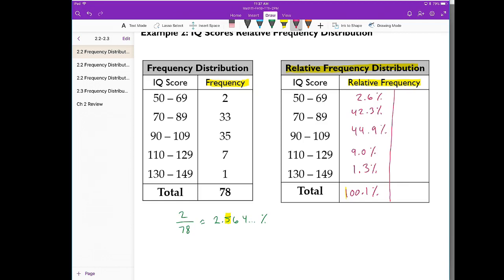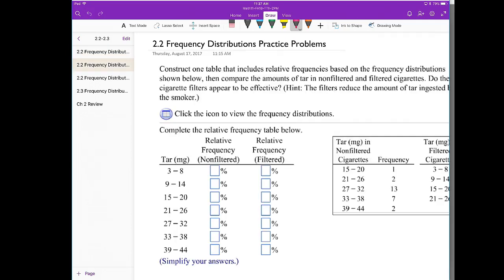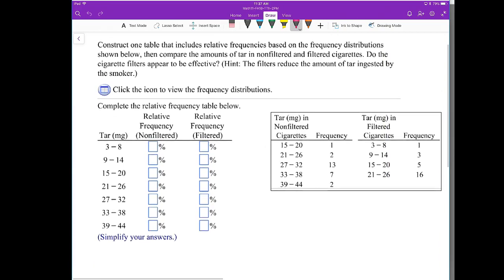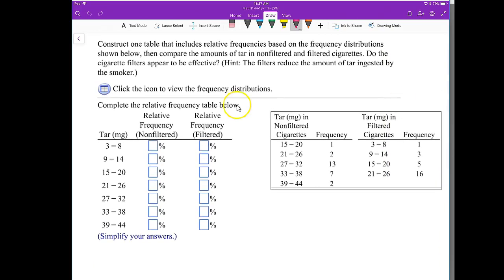And this problem is a problem on my stats lab, which students tend to have a struggle with. So this problem here is asking you to construct a relative frequency distribution, given that this is the frequency distribution.